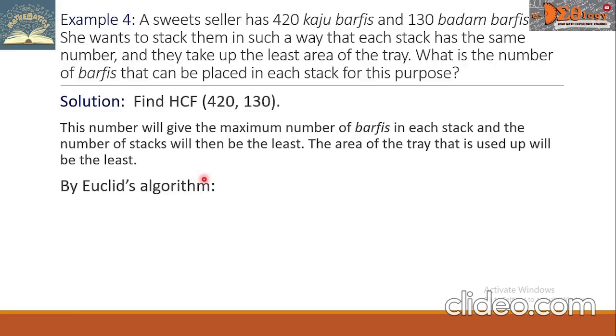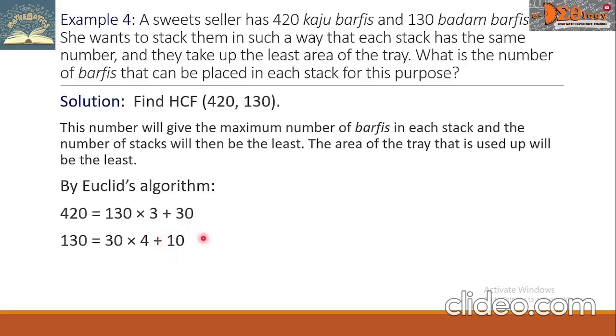By Euclid's algorithm, we divide 420 by 130, and we have this equation. 420 equals 130 times 3 plus 30. The remainder is 30. It is not 0, so we continue the process. 130 divided by 30. We get the second equation. 130 equals 30 times 4 plus 10. The remainder is not 0.